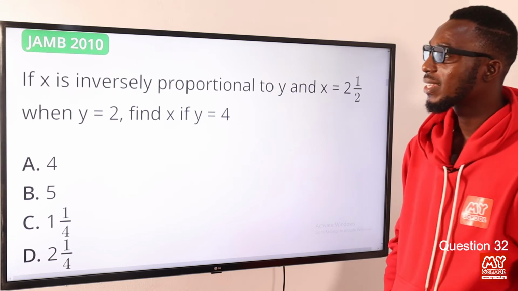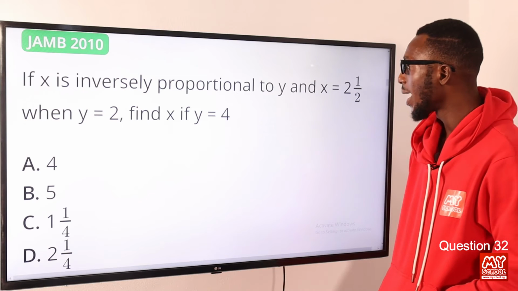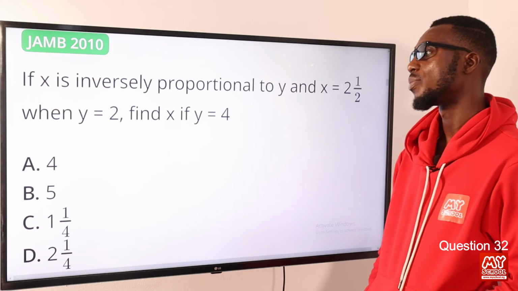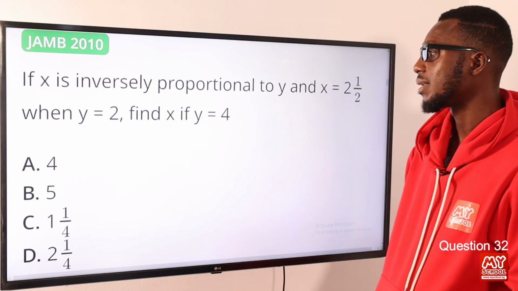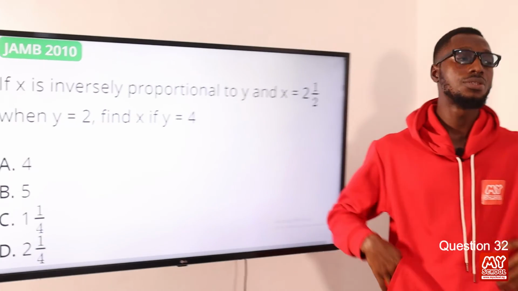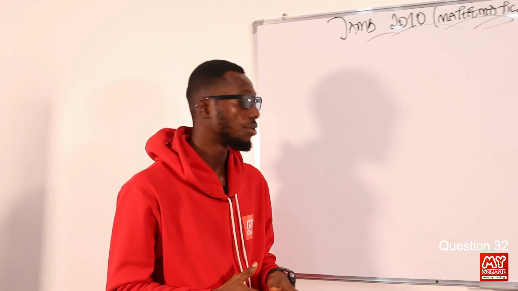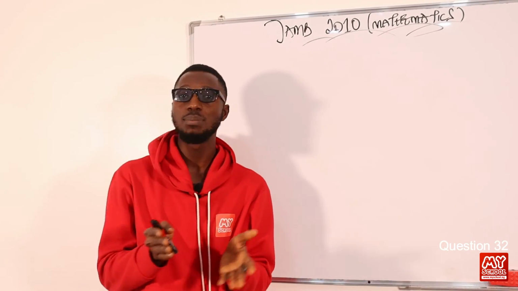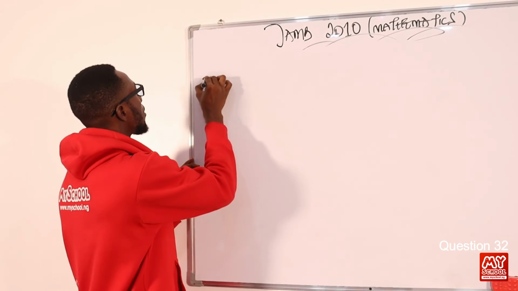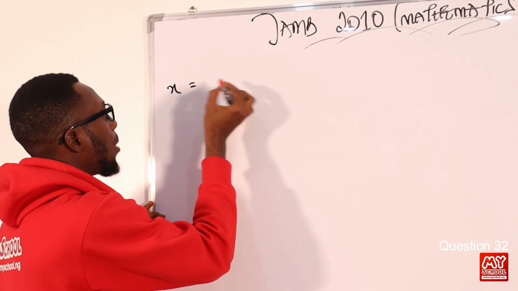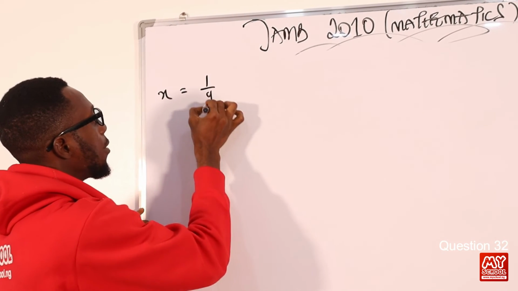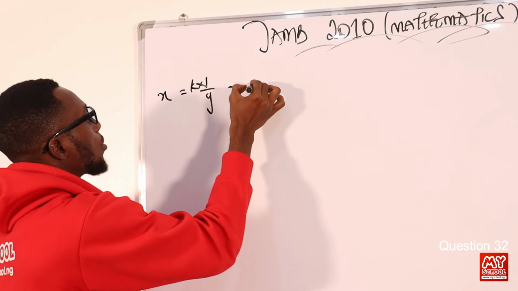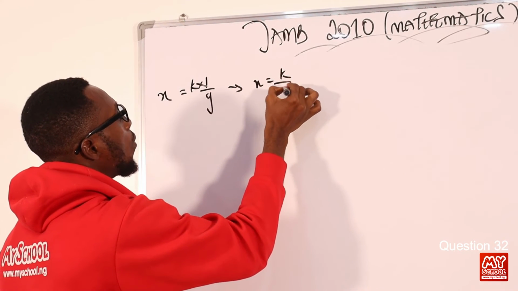Number 32. If x is inversely proportional to y and x equals 2.5 and y equals 2, that's the first part. We have to now find x if y equals 4. So let's rebuild this expression mathematically. We are told that x is inversely proportional to y. Remember our constant k. So k times 1 is still k. So that means x equals k over y.